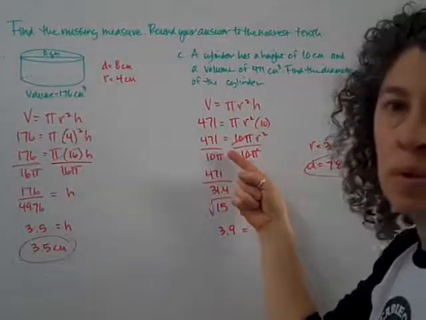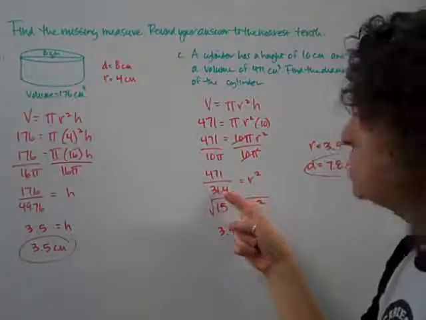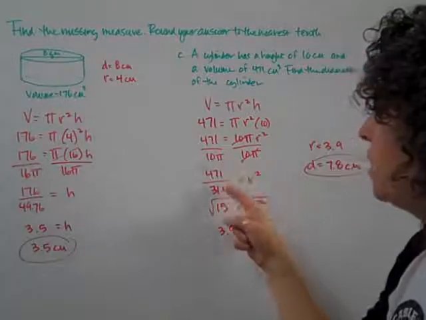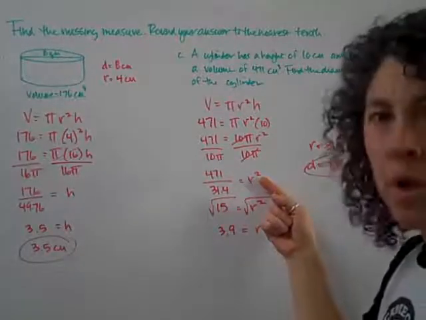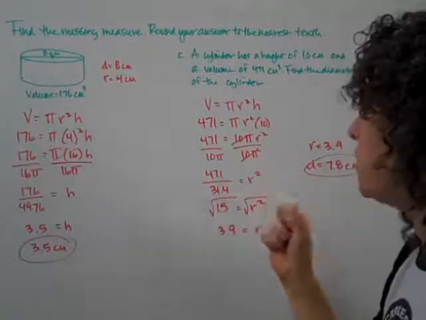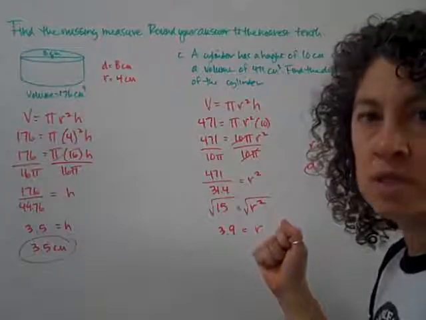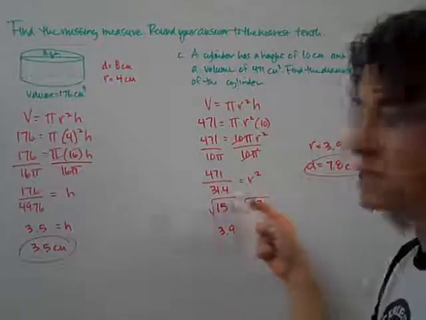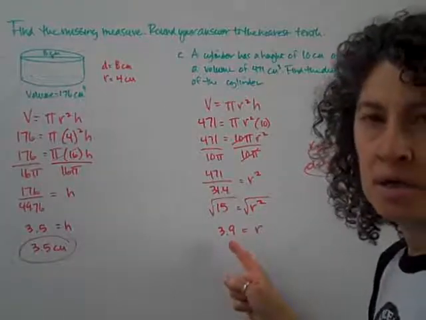So 10 times 3.14, I multiply those, and I get 31.4. And then when I divide those, I get 15. So now since I have r squared over here, we know when we talked about our squares and our square roots that the opposite of squaring something is finding its square root. So I'm going to square root both sides. So I end up with r is about 3.9, again rounding to the nearest tenth.